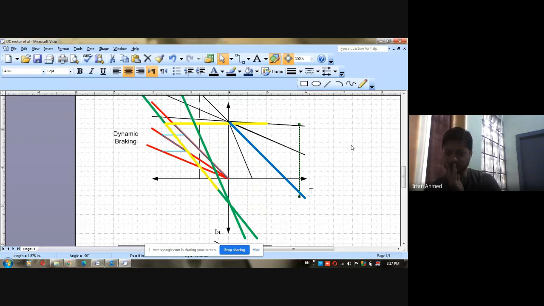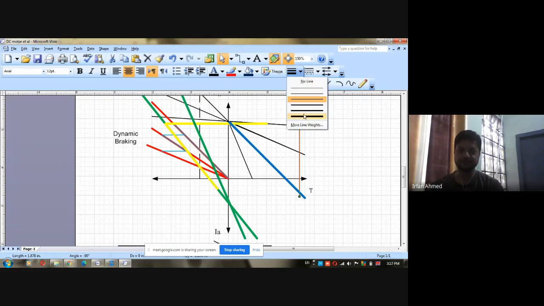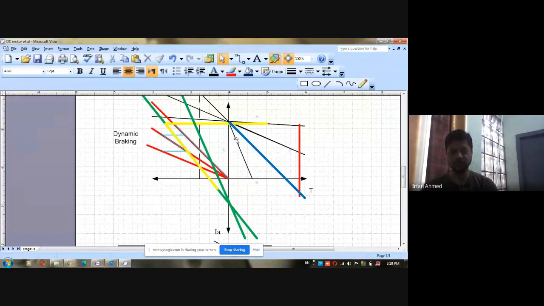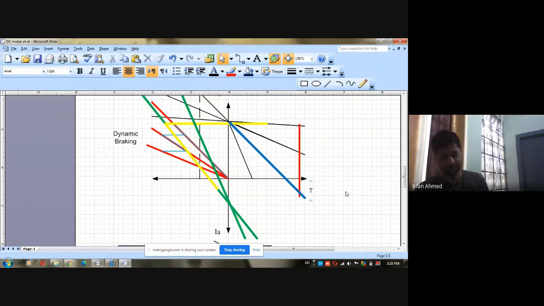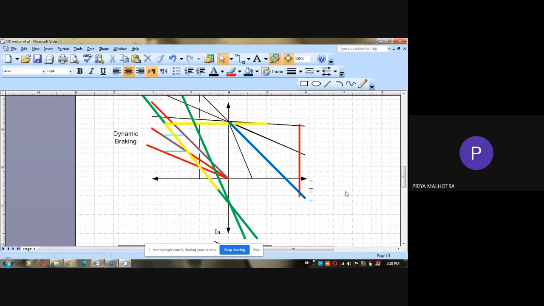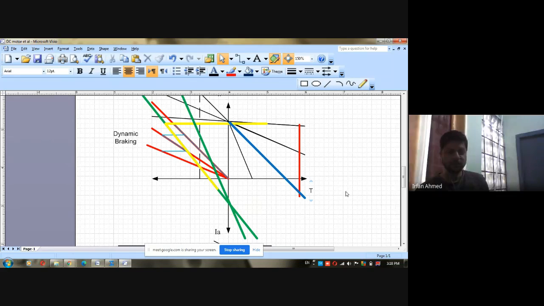Torque speed characteristic. This is the load torque. This red color line is the load torque. Blue color line is the motor torque. We have increased the load torque. At one point the motor torque will be less than the load torque. So motor torque is equal to the load torque at this point. This is the operating point.